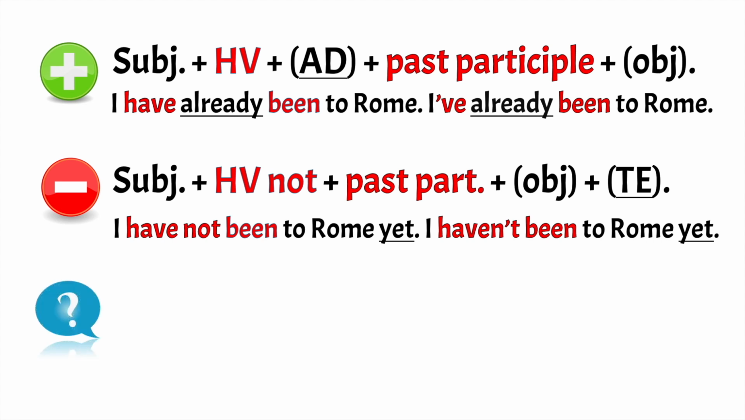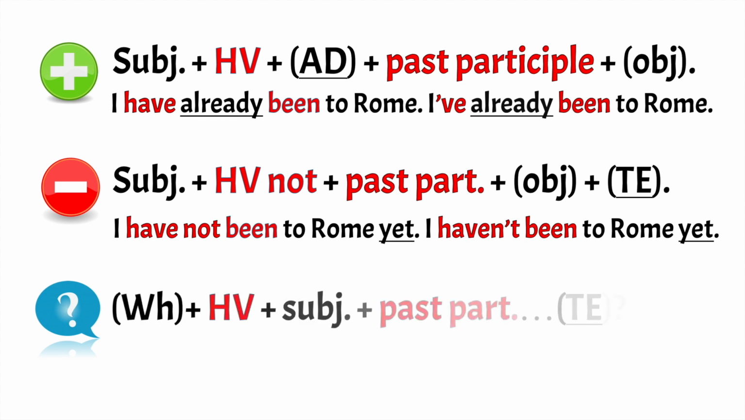And now let's take a look at a question. Well, first, if you have a WH question word, that is what, where, who, how, then we have the helping verb. Notice here that we have the subject right after the helping verb. Then we have the past participle, and then anything else, and the time expression.